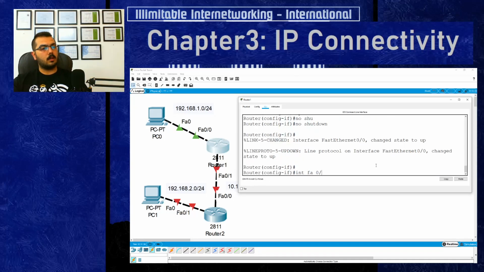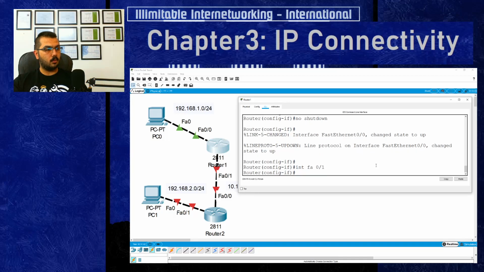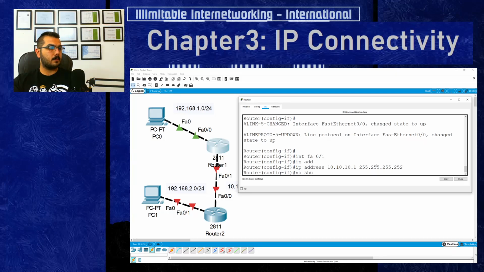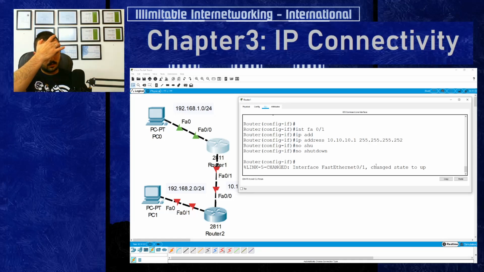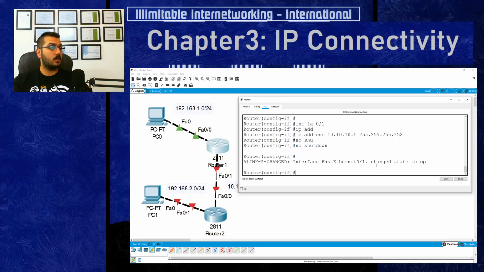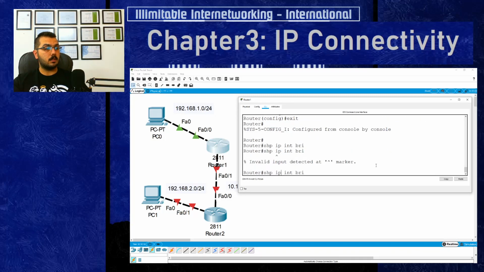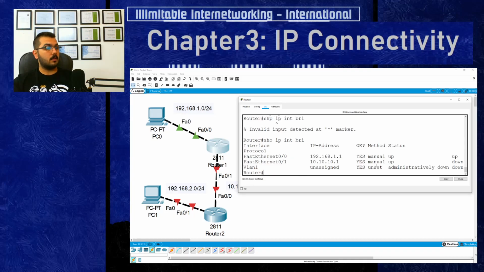Up arrow 3 times, FastEthernet 0/1, IP address 10.10.10.1, since it's the first router. Don't forget about 252, which is the subnet mask of /30, the point-to-point. Only the link is up, waiting for the protocol. Okay, so exit again, and show IP interface brief, please. Okay, so this is for R1.